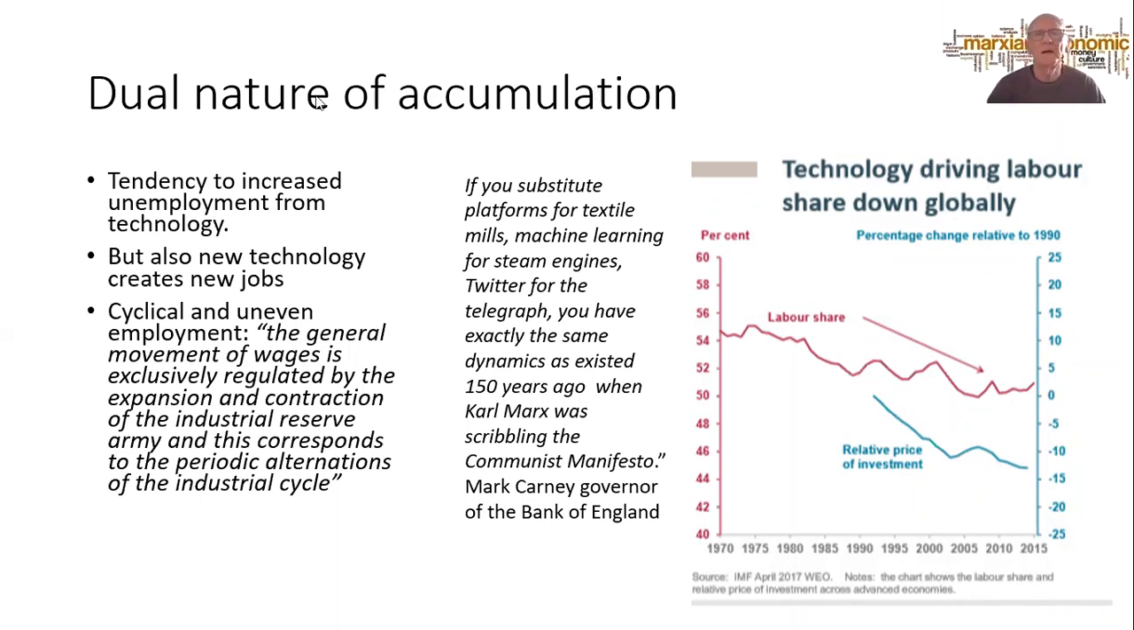As Mark Carney, former governor of the Bank of England, wrote in a report, if you substitute platforms for textile mills, machine learning for steam engines, Twitter for the telegraph, you have exactly the same dynamics as existed 150 years ago when Karl Marx was scribbling the Communist Manifesto. And it's true that Marx was a bit of a scribbler, so that is even more accurate in Carney's point.